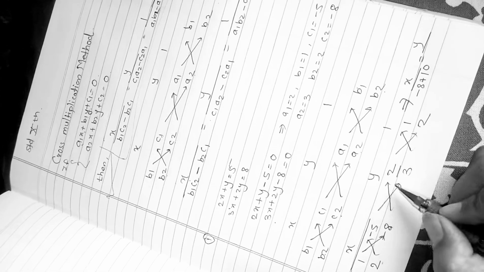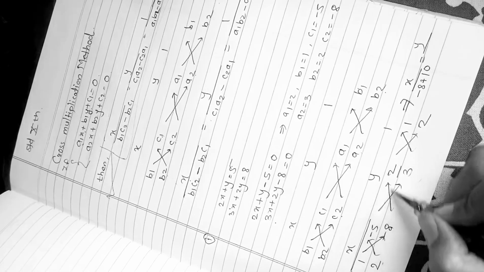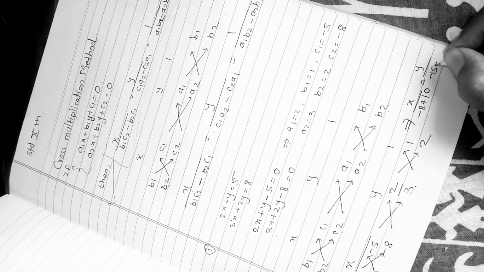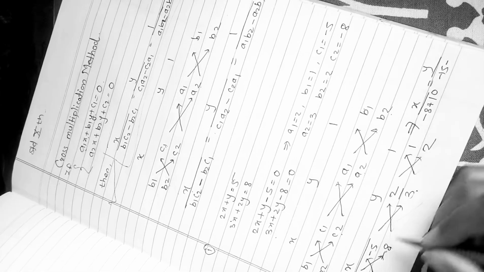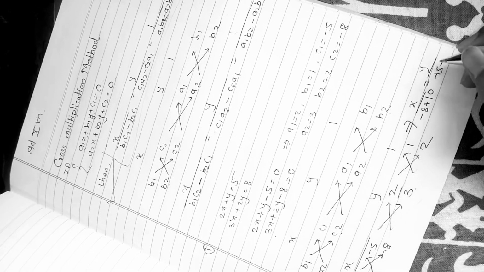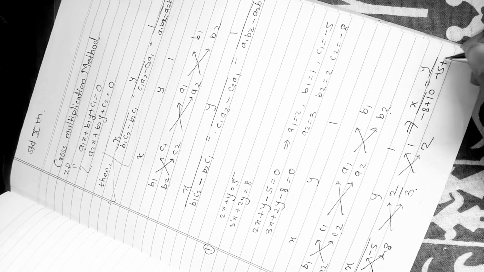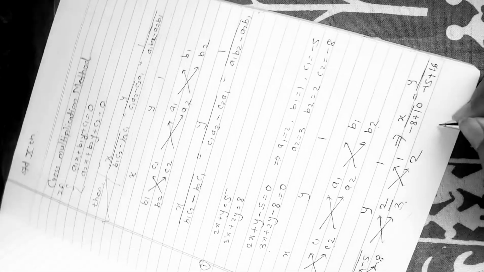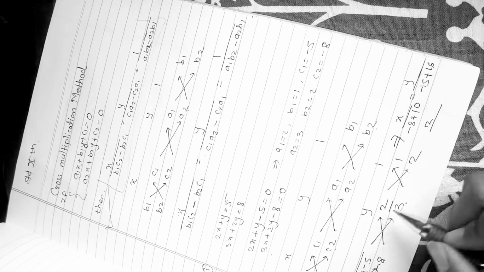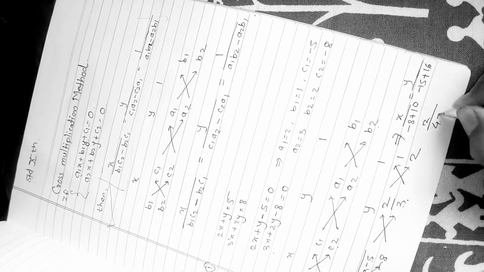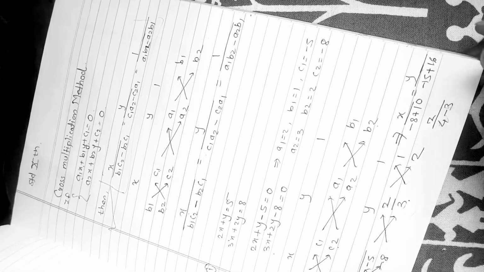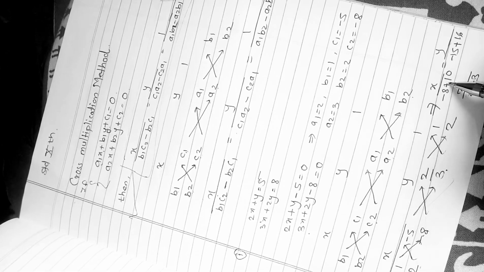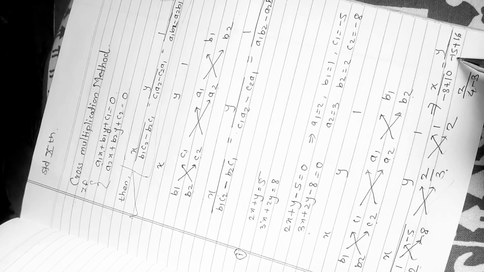y over, here we take this cross multiplication. 5 times 3 is minus 15, the middle sign is minus, minus 8 into 2, minus 16, minus minus here plus 16, and 1 over 2 times 2 is 4 minus 3 times 1 is 3. So we take x over minus 2, y over 1.